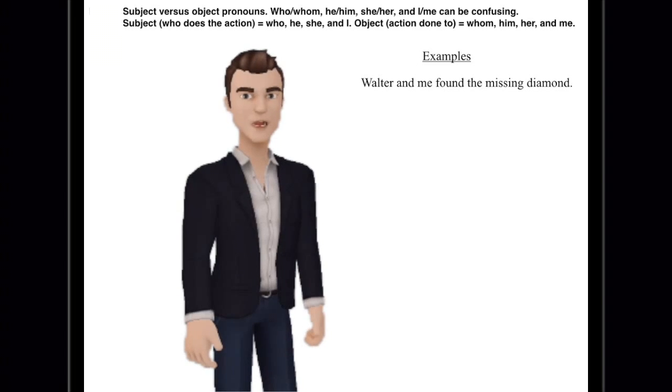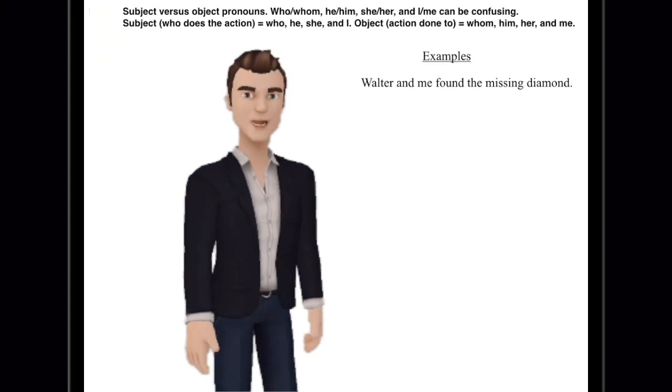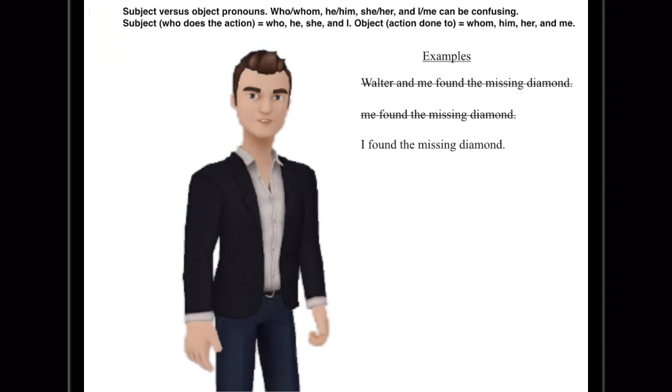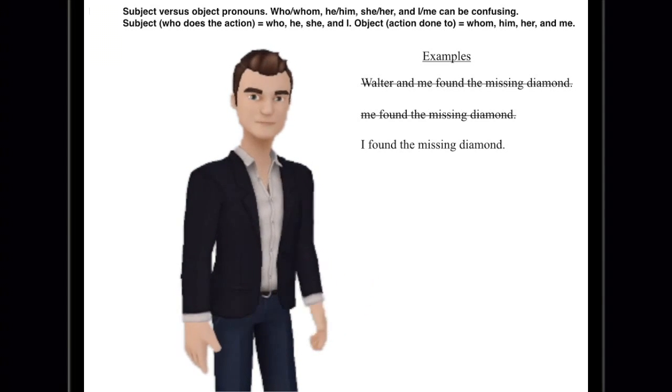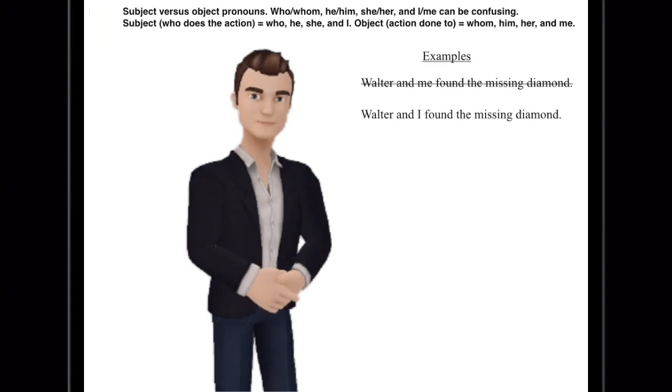Now in order to figure out which would be the correct one, whether I or me, we can just cover up Walter and then just have the rest of the sentence. So we have "me found the missing diamond." So instead, we would want to say "I found the missing diamond." So the sentence would then be "Walter and I found the missing diamond."